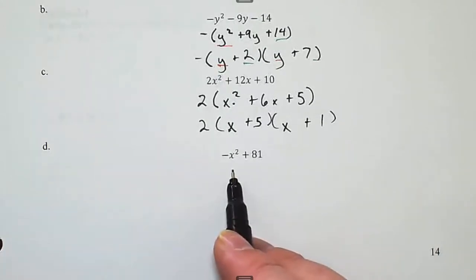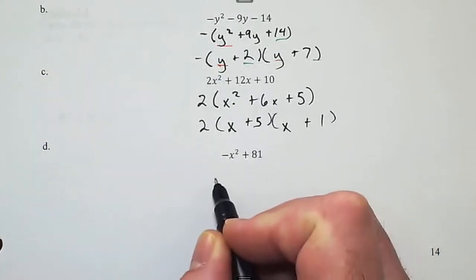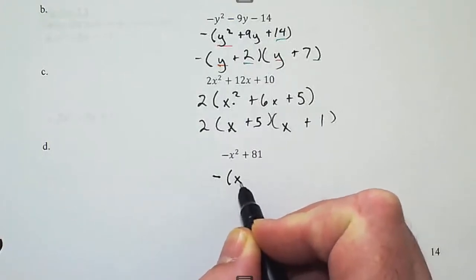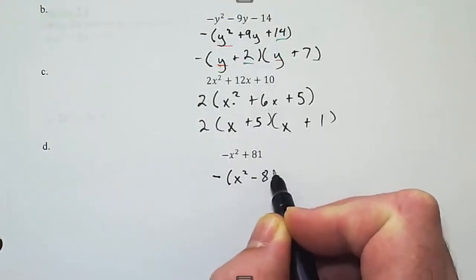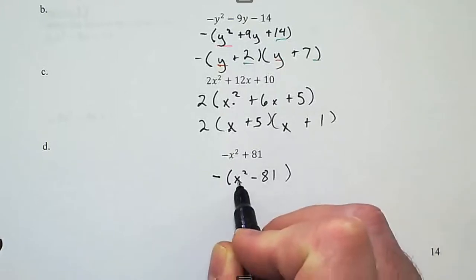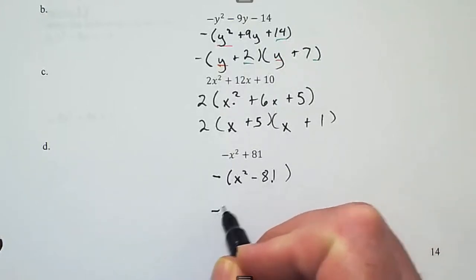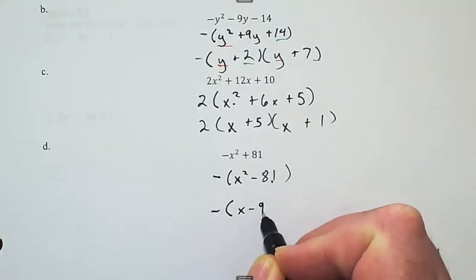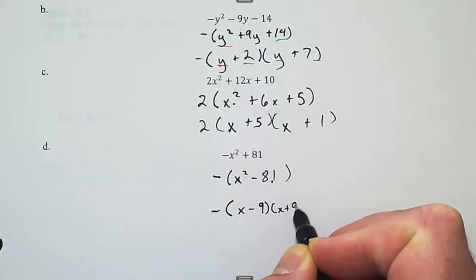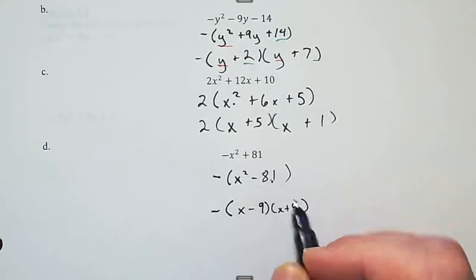All right, we'll try letter D. I'm going to factor out a negative, making this x squared minus 81. That's a perfect square, and that's a perfect square, and it's subtracted. So this is a difference of two squares. x minus 9, x plus 9. The square root of 81 and the square root of 81.